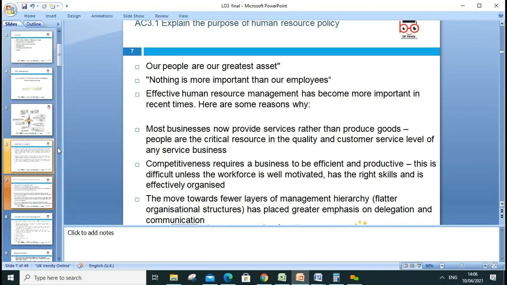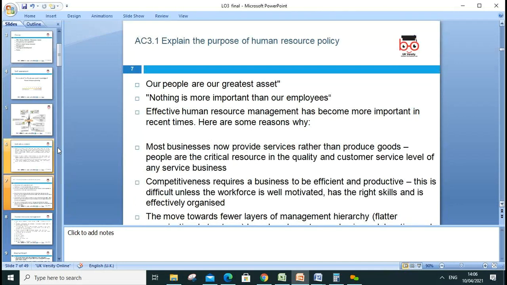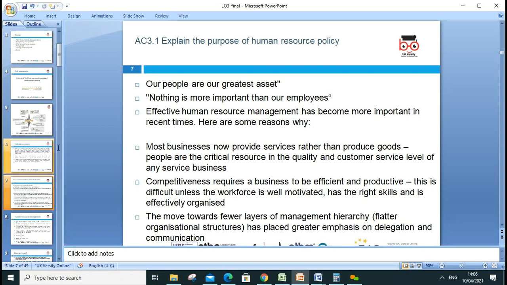So 3.1, we have the assessment criteria: explain the purpose of human resource policy. So why do we really need to prepare the policy? If we don't have a policy, what will happen then? What do you think? Why do we need to develop a human resource policy?